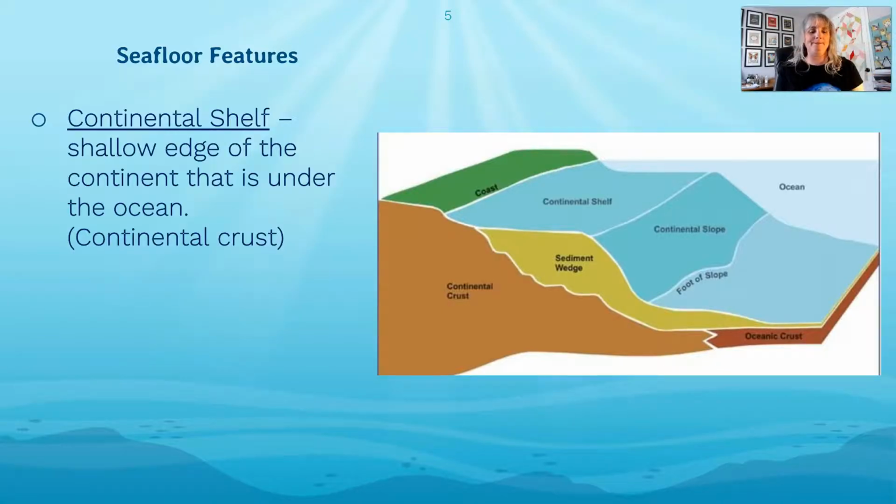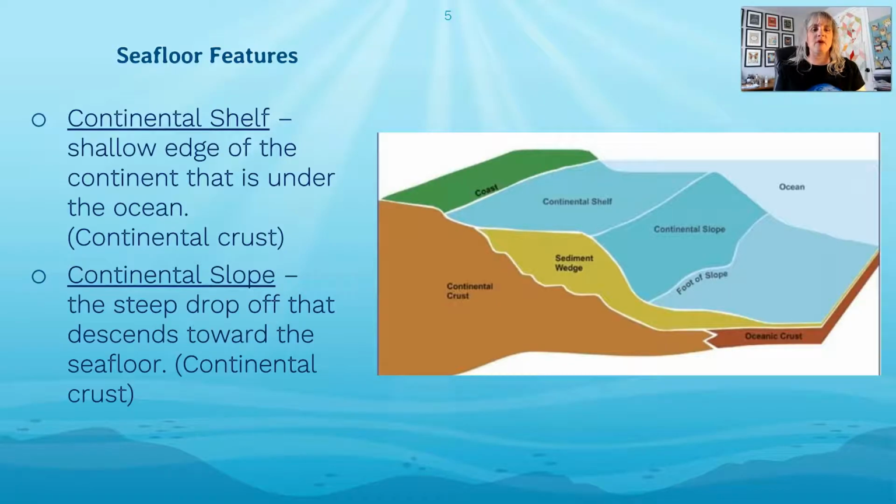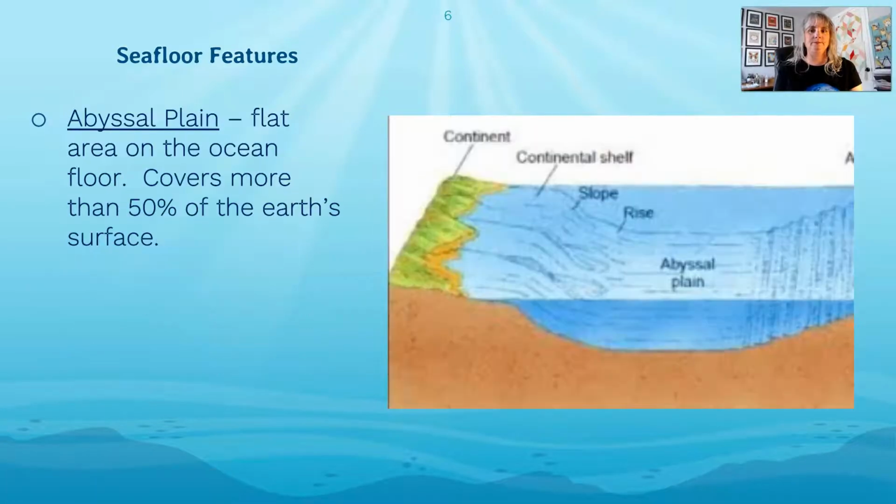It's pretty flat. The second part is the continental slope, and basically we get a steep drop off that descends toward the floor of the ocean. This is also still part of the continental crust. You can see the continental crust right here, and the slope is still on the continental crust.